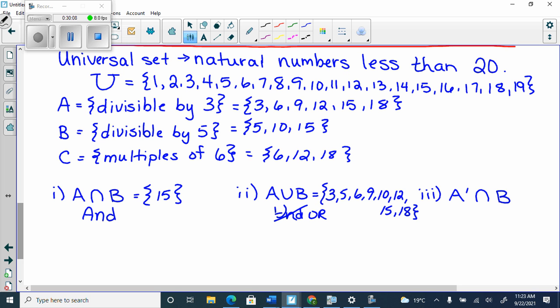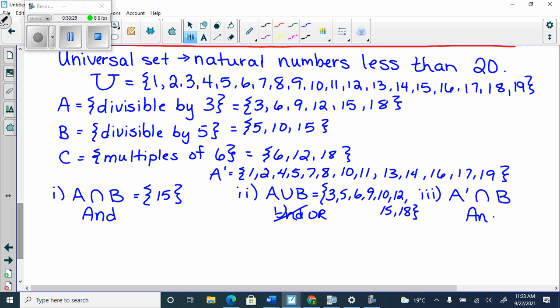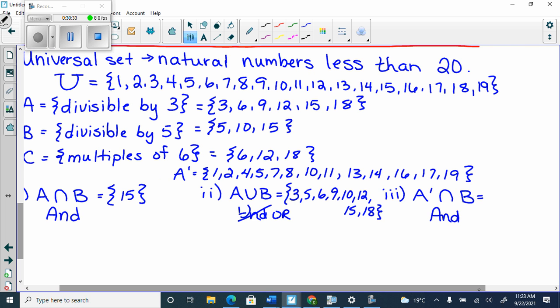Win-win. Now, not A. I'm going to list what's not in A to help myself out. 1, 2, not 3, 4, 5, not 6, 7, 8, 9, 10, 11, 13, 14, 16, 17, and 19. So I want what's in not A, intersection, and in B. What's in not A and in B? 5 and 10.